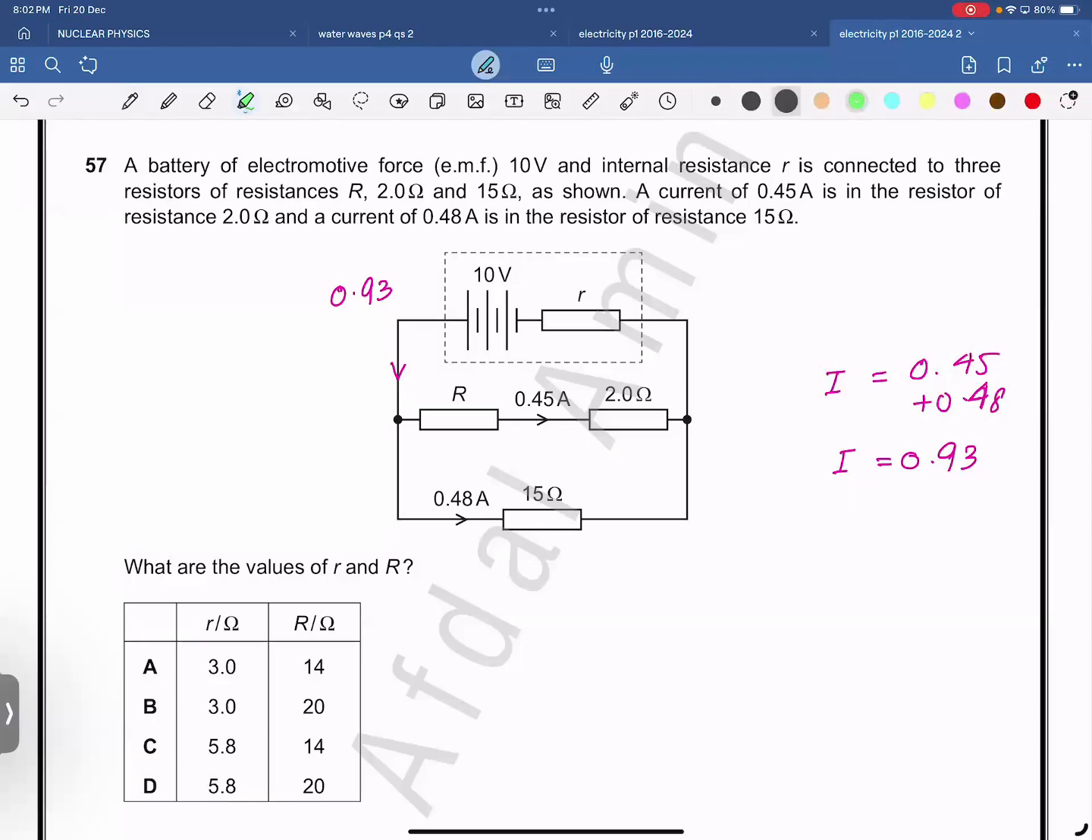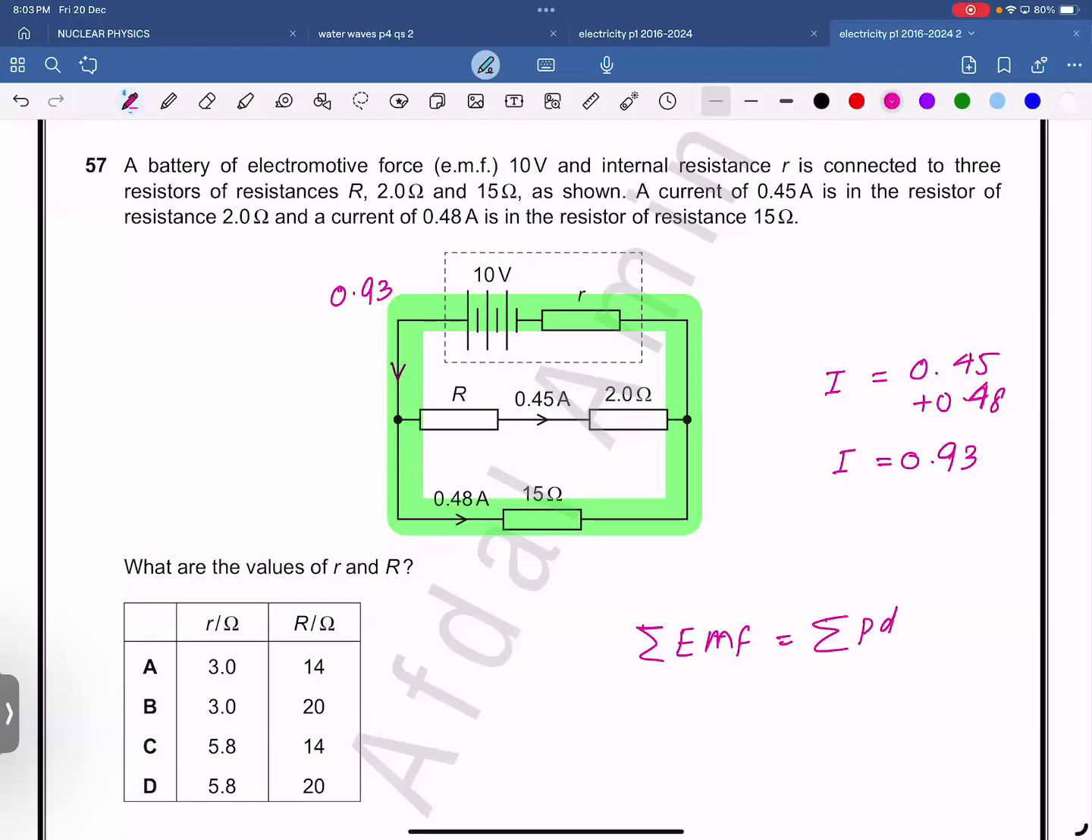Okay, now apply, my dear. Direct question, my dear. This loop is to get the internal resistance, okay? So sum of EMFs is equal to sum of PDs. In this green loop, EMF is 10. PD down is 0.48 multiplied by 15 and up is 0.93 multiplied by r. No need of simultaneous equations. Please calculate r.